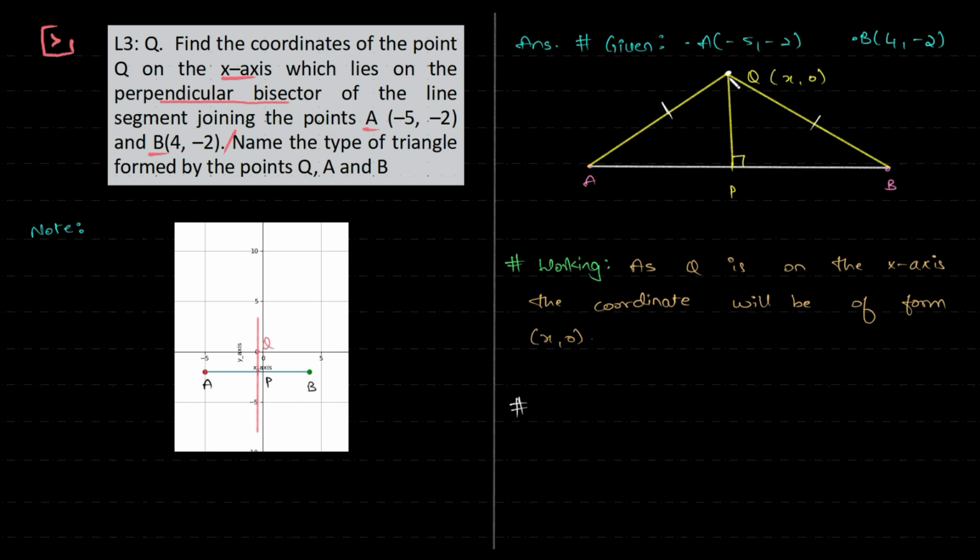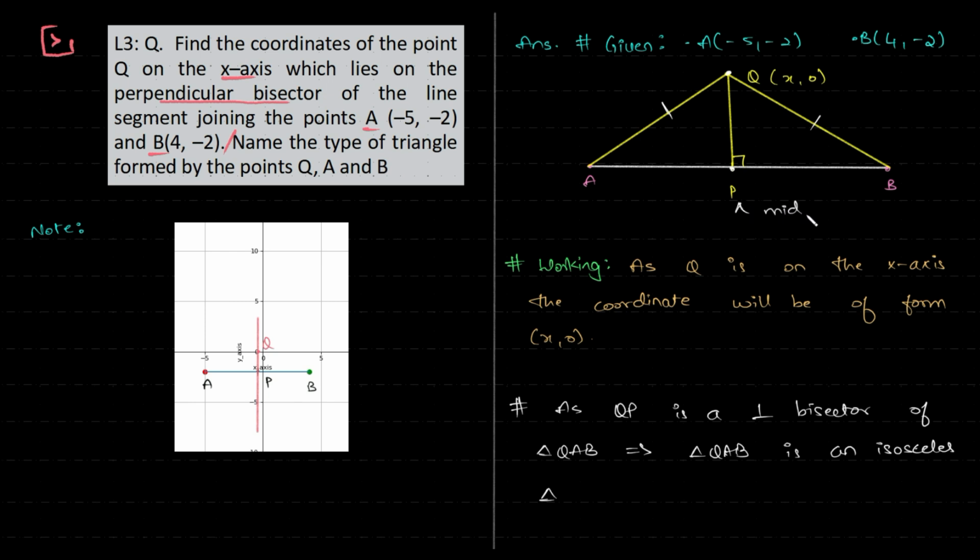So why? Well, this is an isosceles triangle. Since QP, sorry, P is a perpendicular bisector of triangle QAB, this implies triangle QAB is an isosceles triangle, right guys? And point P is your midpoint. So this we can mention: P is the midpoint of AB, and triangle QAB is an isosceles triangle.